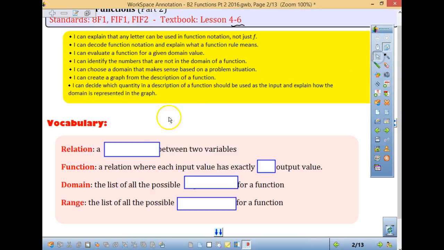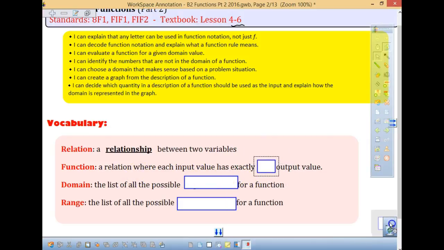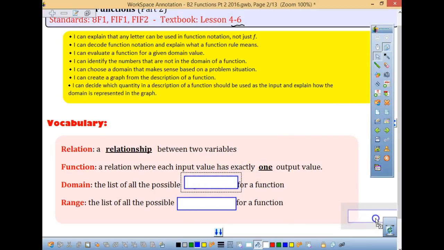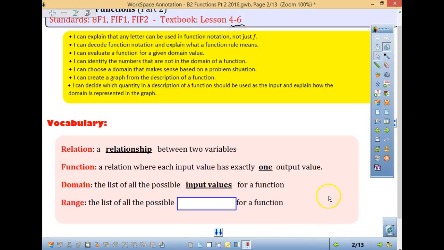So as we are taking a look at this situation, a relation. What is a relation? Not a relationship. A relation is a relationship between the two variables. As you're filling in your notes, a function is a relation in which each input has exactly one output. And this is where tonight in your homework, I am going to ask you for the why. Why is it a function? So yesterday we talked about that vertical line test, that if it passes a vertical line test, it's going to be a function. Today we're going to be looking at this other rule: each input has one output. What is the domain? That's all our input values. And the range is going to be all of our output values.